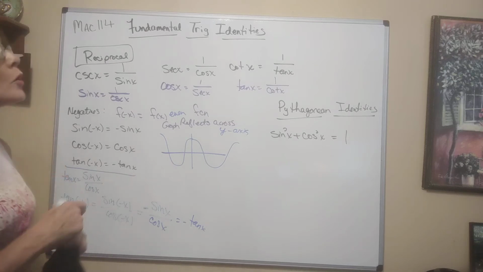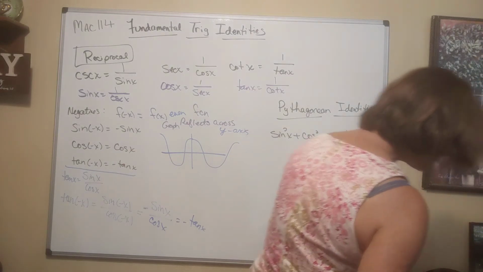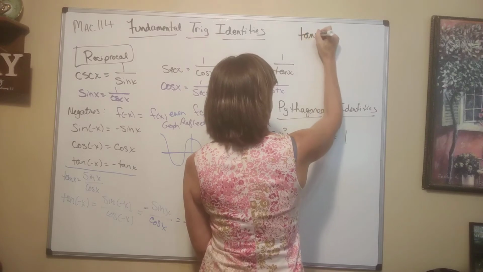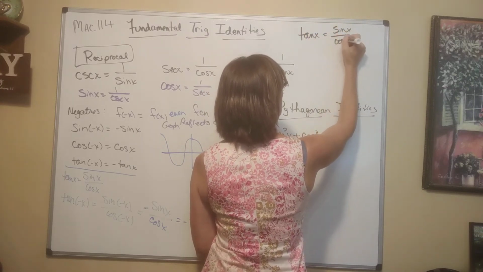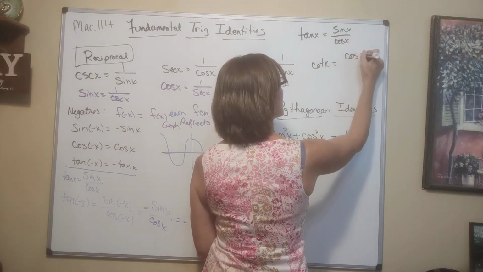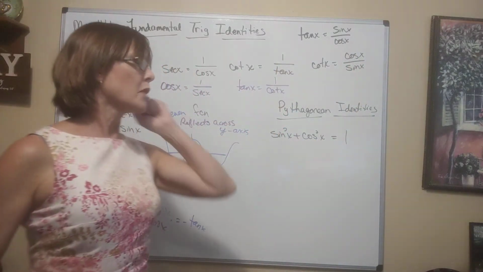Okay, there are some quotient properties or identities that I didn't write down. So it shouldn't be shocking to you because we have used those before. The tangent of x is the sine of x over the cosine of x. And then the cotangent of x is the cosine of x over the sine of x. Okay, these are also properties.